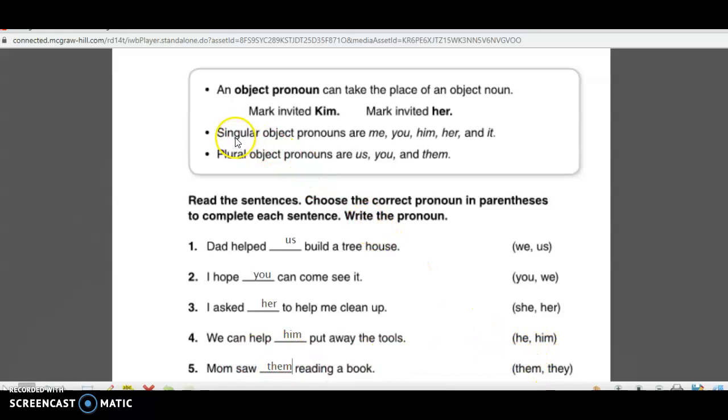So you need to remember singular object pronouns. When we're putting a pronoun into the predicate part of the sentence, we use me, you, him, her, and it. If it's a plural object pronoun, we're going to use us, you, or them. So these are the pronouns that we use in the predicate part of our sentence.